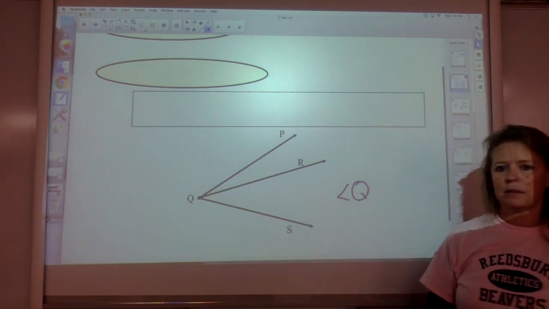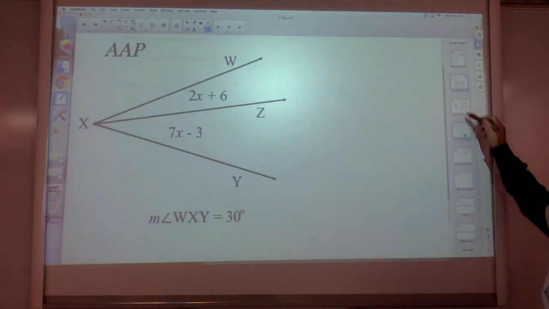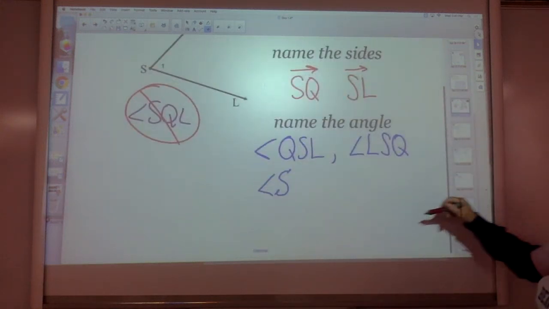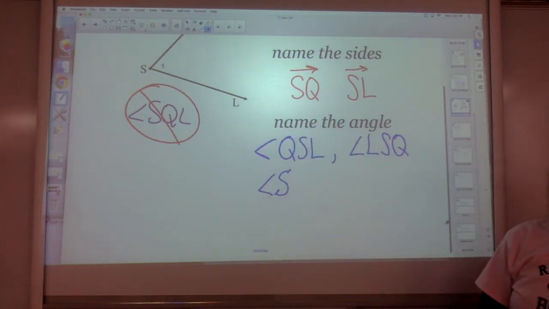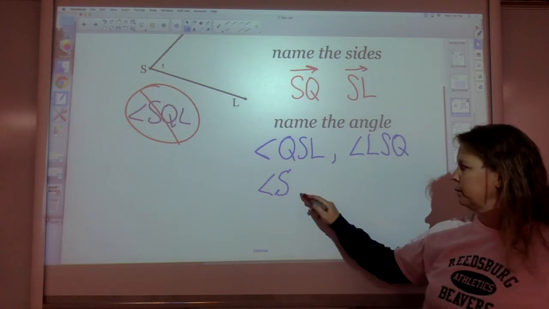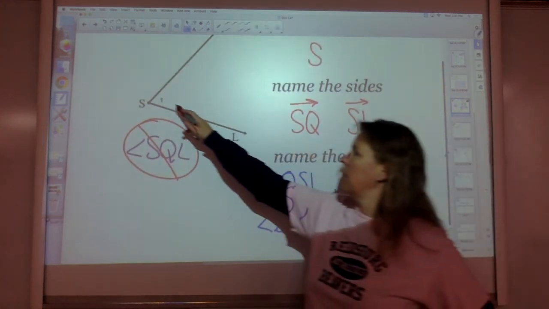So if an angle is completely isolated and by itself, like this S is, angle S, you can call it angle S. If there's more to it than that, you can't. Not allowed.